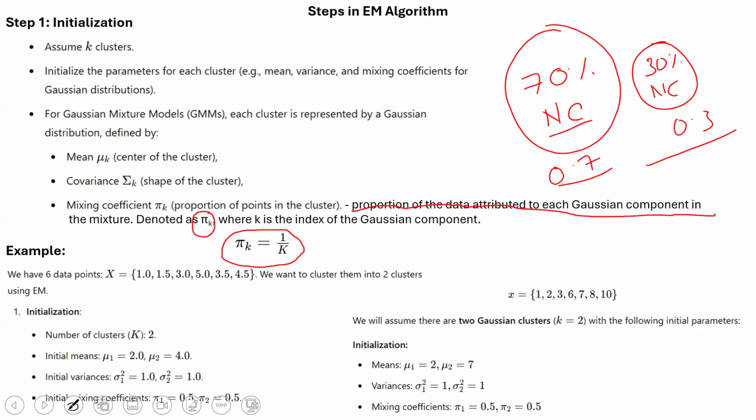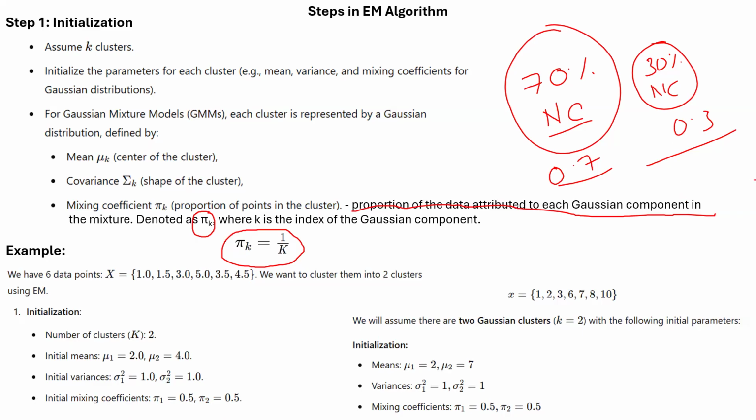Okay, so that is what pi k actually means. So we initialize the number of clusters, the value of k, and we also initialize the parameters of the distribution. If it is a Gaussian distribution, that is the mean and covariance, or covariance matrix, and also the mixing coefficient.